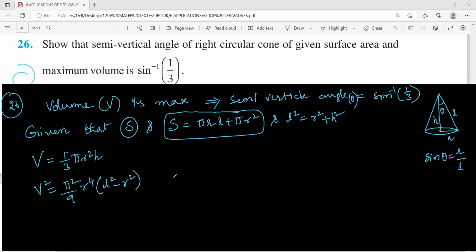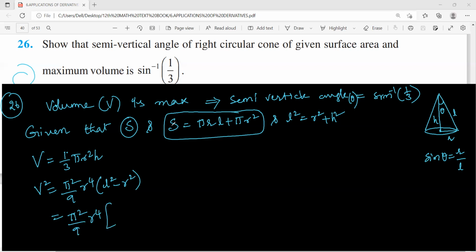Okay, but anyway, not a problem. Here we remove... now we need to remove what? Either L square or R square. L square is here, so we are removing L square. Pi square by 9 R to the power 4.